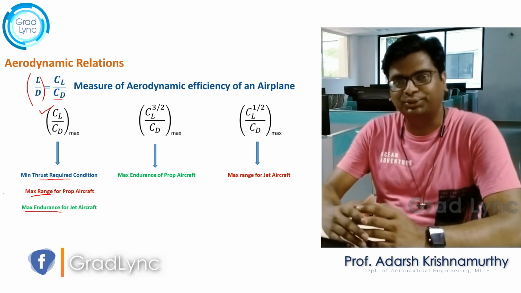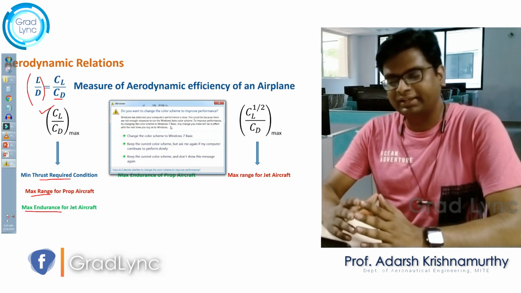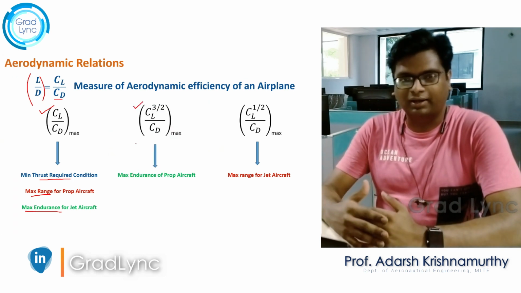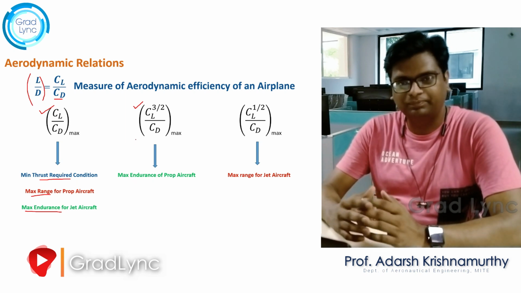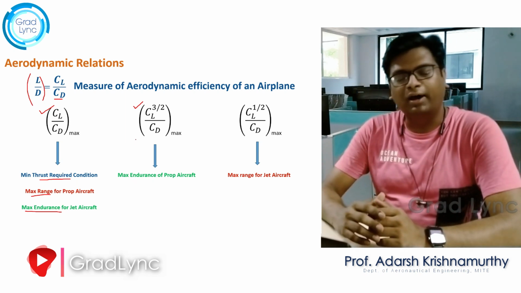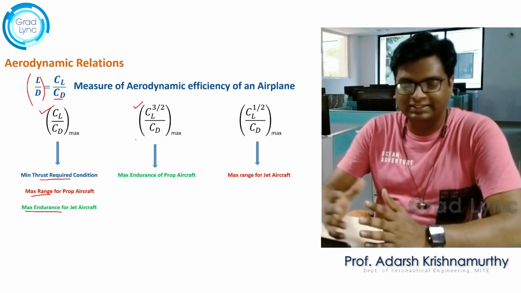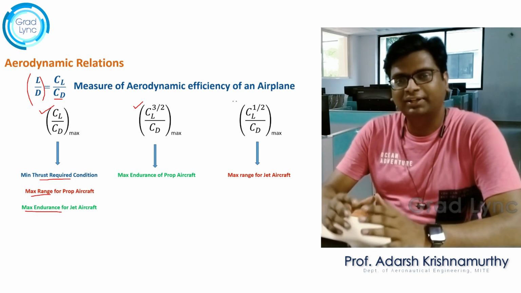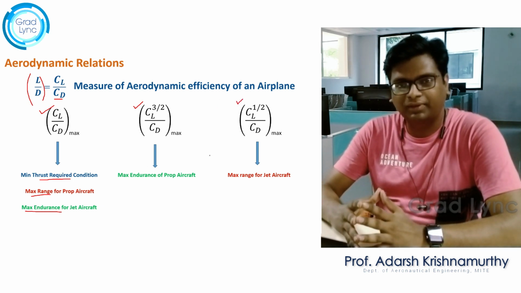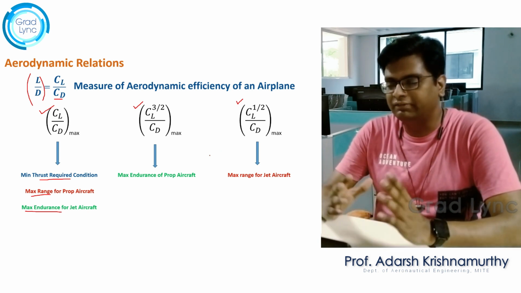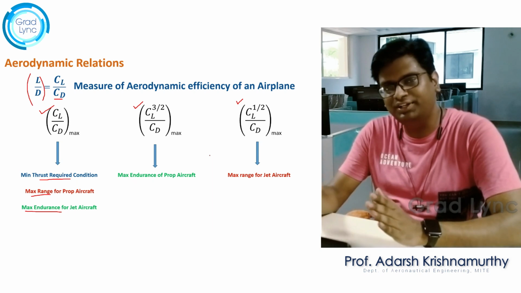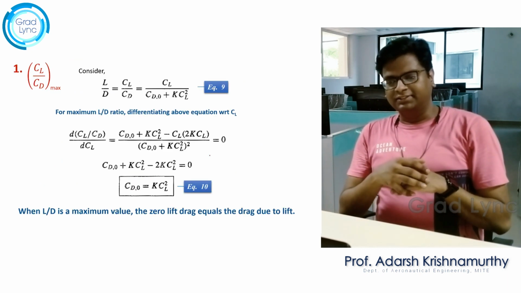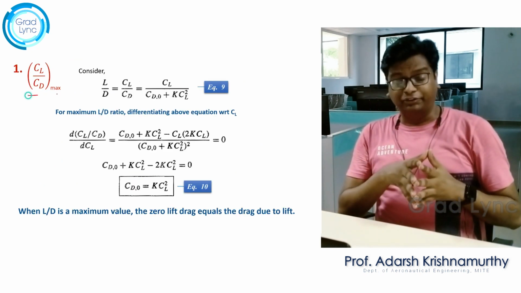Then we have another ratio, that is CL power 3 by 2 by CD. Now, if this ratio is max, for a propeller aircraft, its endurance will be maximum. Right? Then we have another ratio, which is CL power 1 by 2 by CD. If this ratio is maximum, for a jet aircraft, the range would be maximum. Right? So in this particular lecture, we will try to derive conditions for each of these cases. So let's start the analysis of CL by CD max ratio.